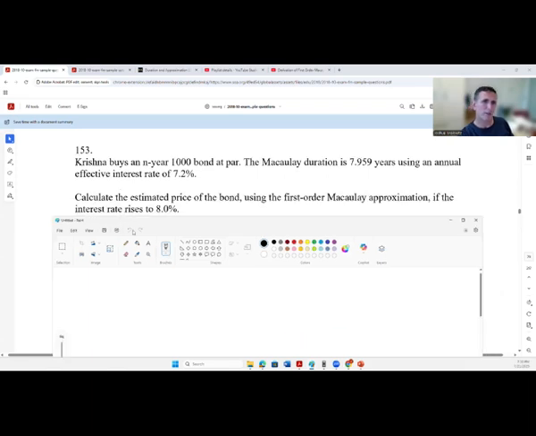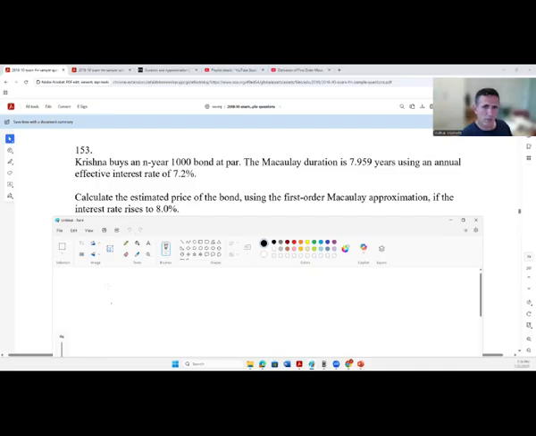Okay. You have a bond. Price 1,000, just like before. Macaulay duration is 7.959. Everything's the same as before, except you're using the first order Macaulay approximation, not the first order modified approximation. So really, it's just plug and chug.